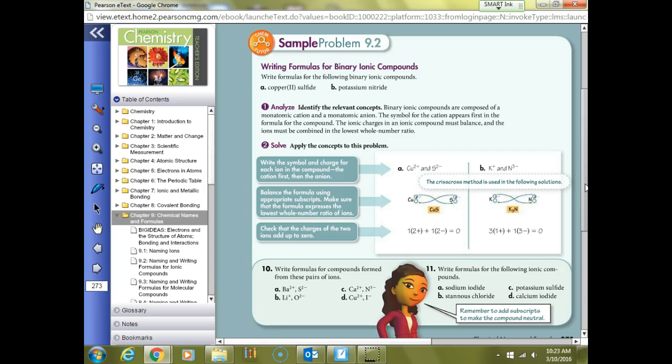So example number 10, A, Ba positive 2 and S negative 2. It wants you to write the formula for that. So what would our formula be for that? Someone said BaS. Exactly. What about lithium and oxygen? Li positive 1 and oxygen negative 2. Look at that one.